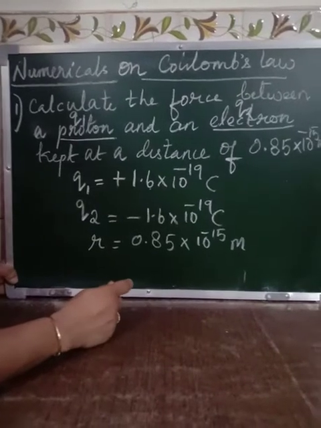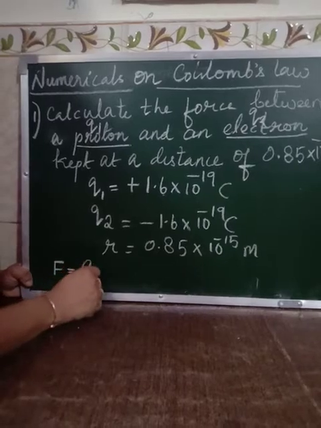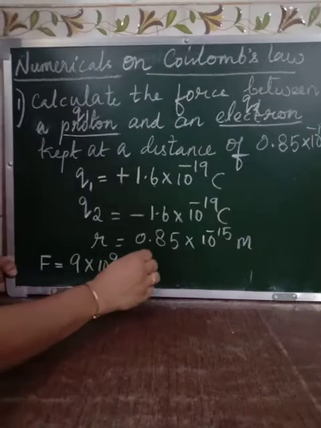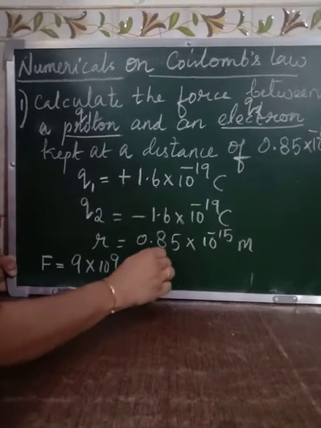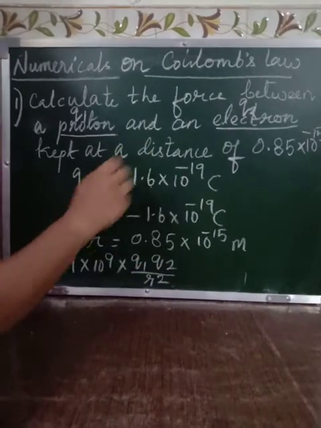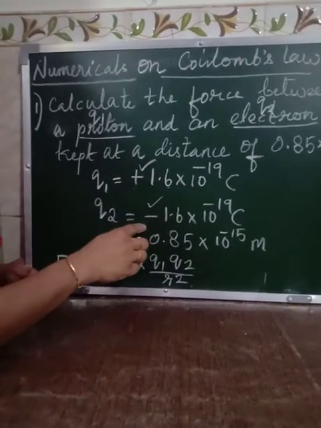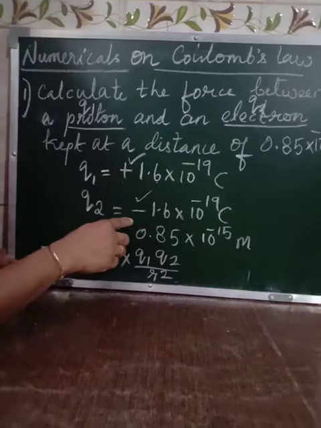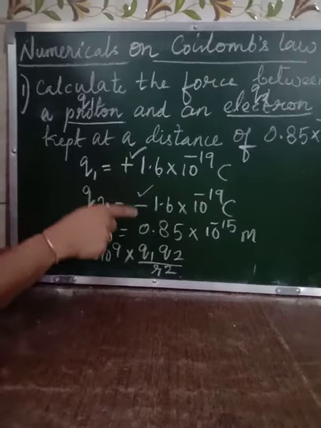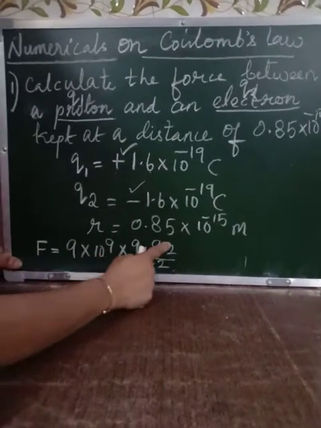So we can calculate its value by the equation F is equal to 9 into 10 raised to 9 Q1 Q2 upon R square. Before that, one more thing is there. We know that Q1 is of positive charge, Q2 is of negative charge. So you may get the question, which kind of force exists between them? It will be an attractive force because both are of opposite kind of charges.